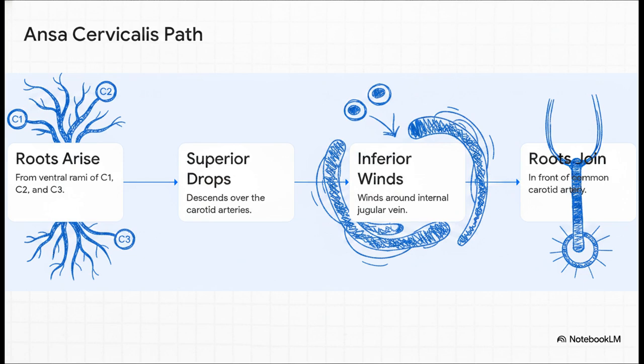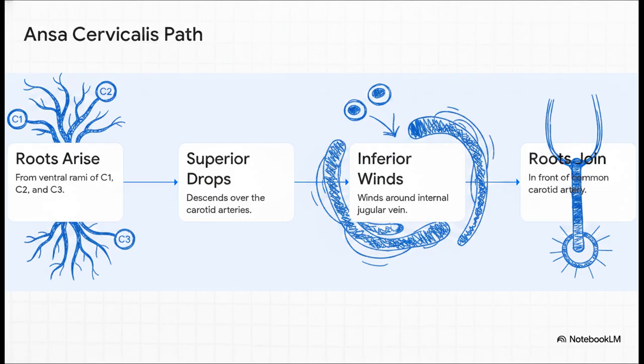We start up top, where the roots originate from the ventral rami of C1, C2, and C3. As we move to step 2, the superior root descends over the carotids. Step 3, the inferior root winds around that internal jugular vein. And then, step 4, this is the magic moment where the U-shape is completed. Those two descending roots join together right in front of the common carotid artery.